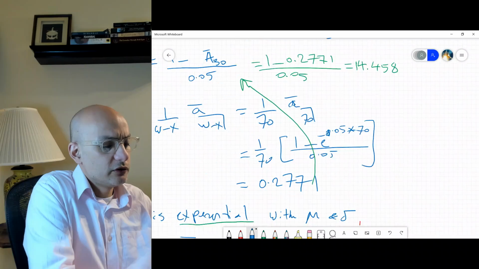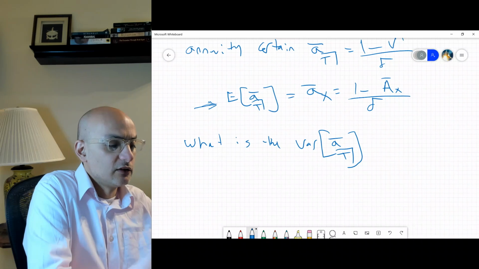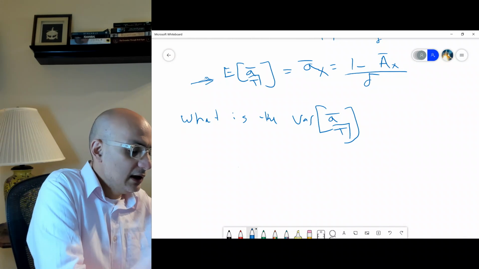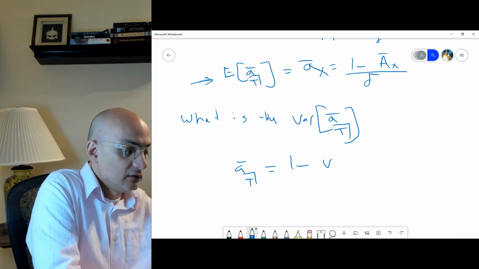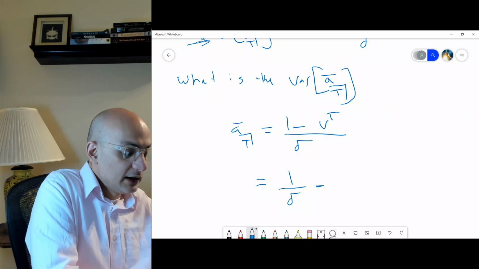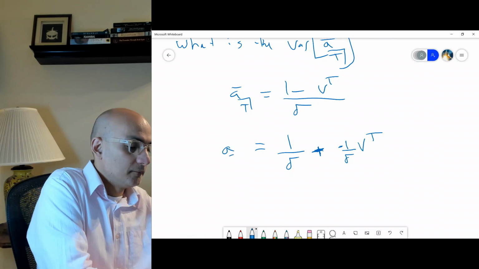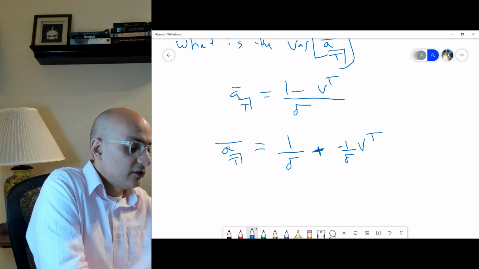But we can use the relationship between the insurance benefit and the annuity. So let's start with defining what a-bar T is. Again, what we did before, a-bar T is 1 minus v to the t divided by delta. Now let's rewrite it a little bit differently: 1 over delta minus, or let's keep it a plus so it helps us, 1 over delta minus v to the t over delta. So I wrote it this way. Now let's take the variance of this one.